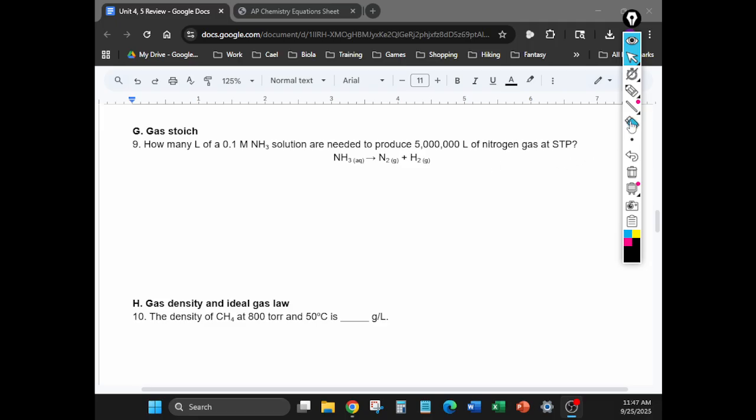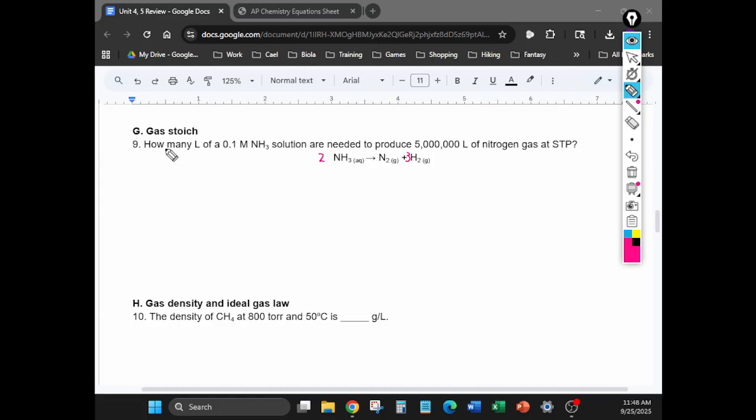So, gas stoichiometry. The first thing you want to do for this one is actually balance your equation. If you notice, it is not balanced, but I'm going to do it for you just for the sake of time. It'll be 2 here and 3 in front of the H2. On your exam, you would obviously be expected to balance, but I'm assuming everyone is good at balancing, so I just balanced it for you.